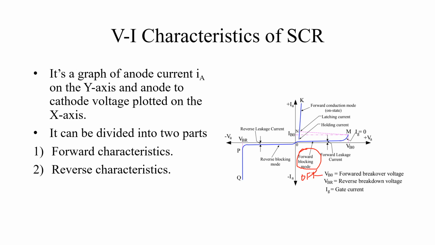The second state is the transition state. Here this is the transition state where our SCR is neither completely off nor completely on, but it is switching from off state to on state. Transition means switching. The third state is the on state. It is also called the low voltage high current mode, and it is called the on state where our SCR is completely on.